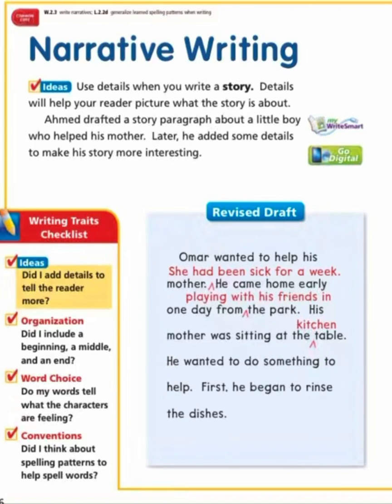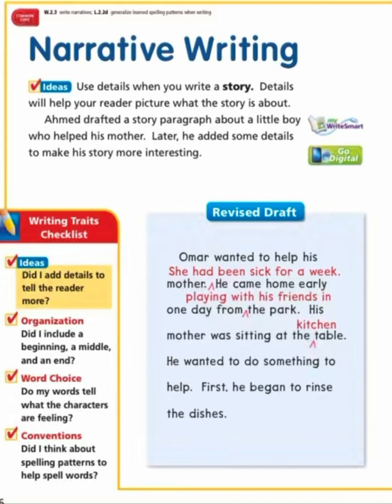Revised draft. Omar wanted to help his mother. She had been sick for a week. He came home early one day from playing with his friend in the park. His mother was sitting at the kitchen table. He wanted to do something to help. First, he began to rinse the dishes.